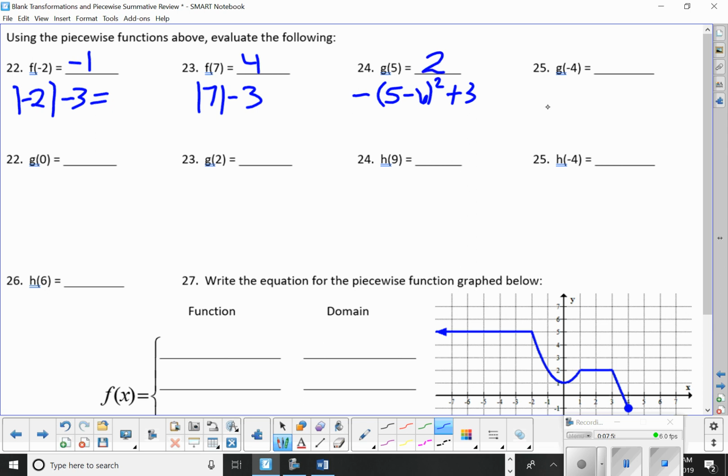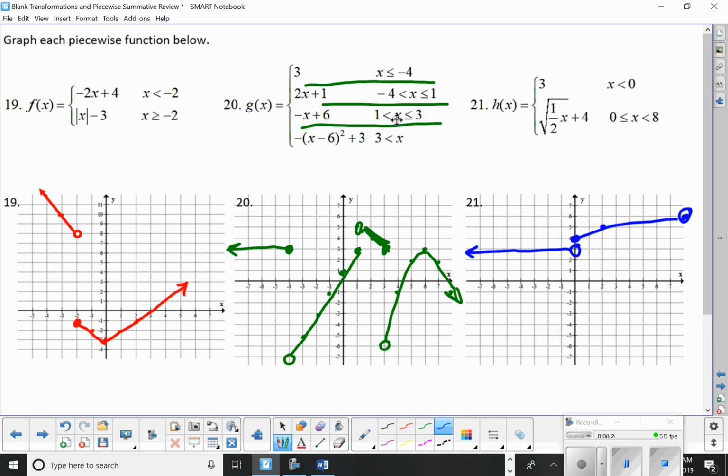G of negative 4, well, remember, that's just 3. Anything less than 0 was 3. G of 0 was 1. Remember, at this point, we do 2 times 0 plus 1 with the second piece. G of 2, we get negative 2 plus 6. That's equal to 4. And let me go back just so we can look at this. So G of 2 uses this piece. 2 is greater than 1, less than or equal to 3. I pick my piece based on what x is, and then I evaluate it using the function rule to the left.